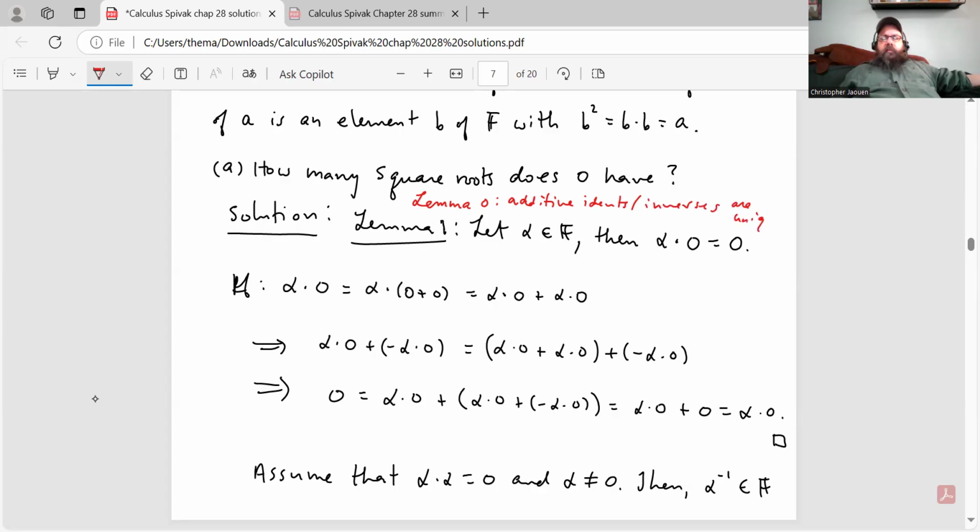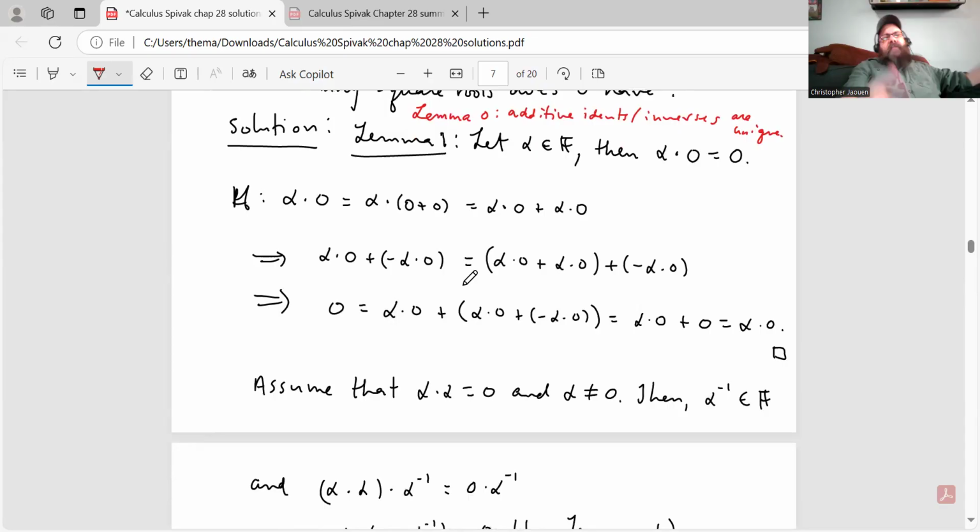So I didn't actually prove these here, so I'll just assume that those things hold. But you could easily prove it, it's like a one-line proof. Like I said, I've done that proof in other videos, so I'll just skip that. But anyway, you need to have some lemmas. So for example, you need to know that for any alpha in F, alpha times 0 is 0.